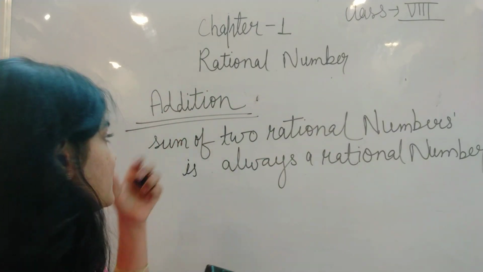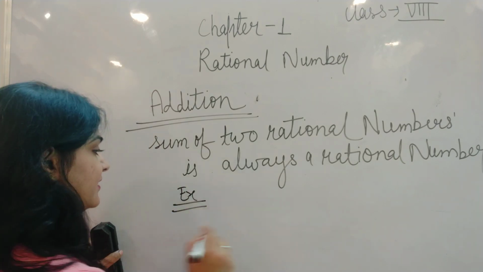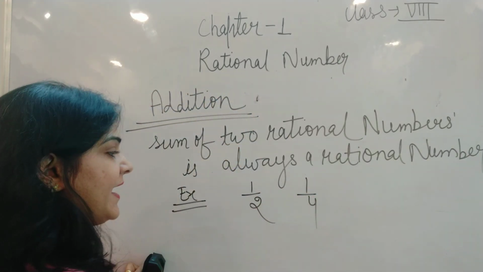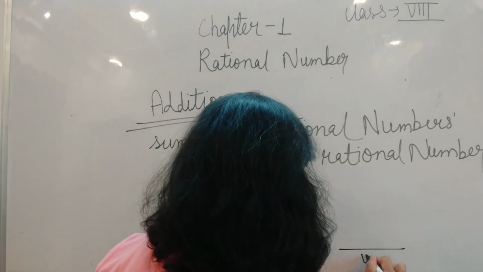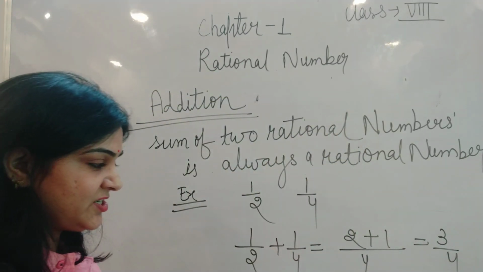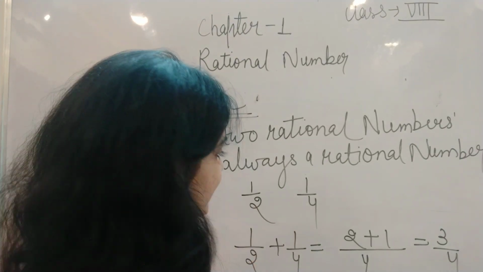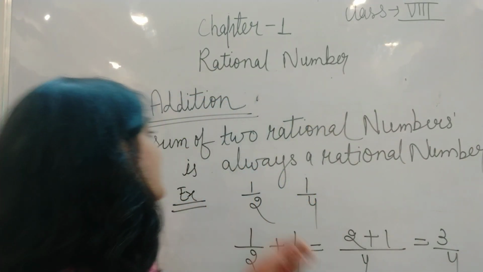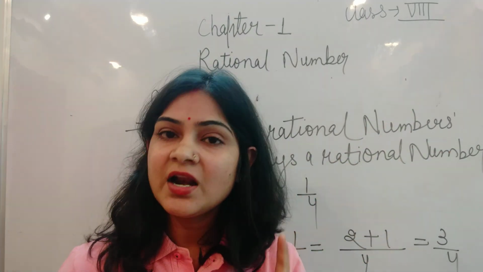I take two rational numbers, 1 by 2 and 1 by 4. If we add these two rational numbers, then what will come? 3 by 4. This is a rational number, this is a rational number, and the addition of the two rational numbers gives 3 by 4. This is also a rational number. This property says the sum of two rational numbers is always a rational number.